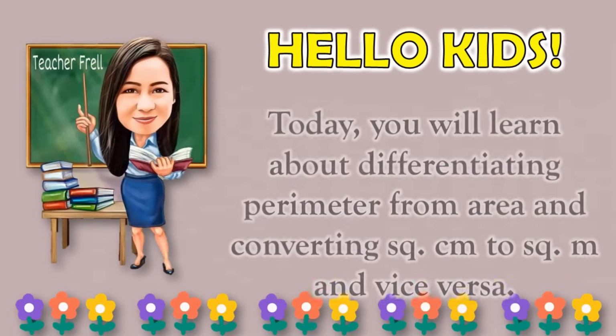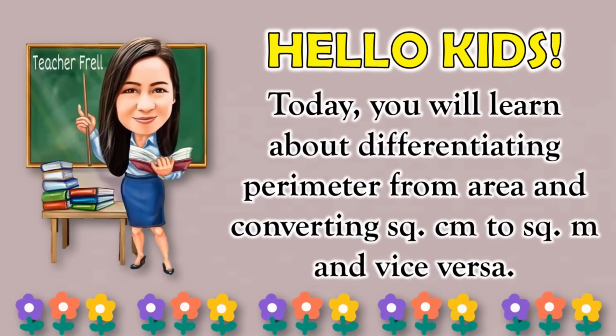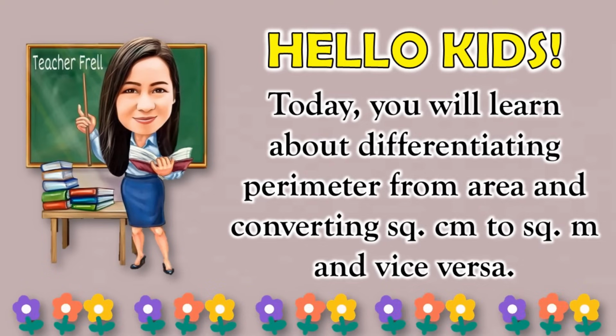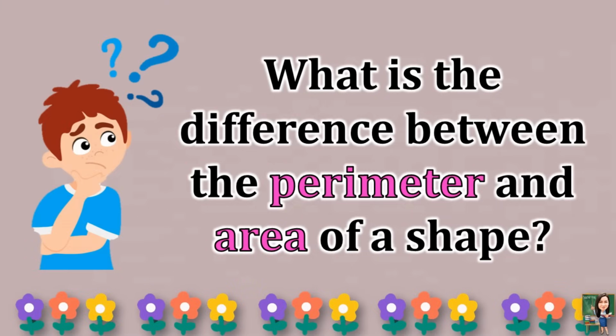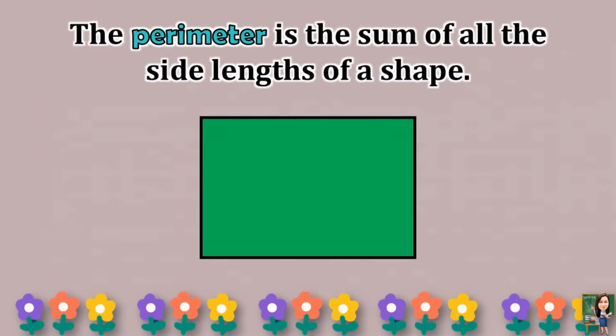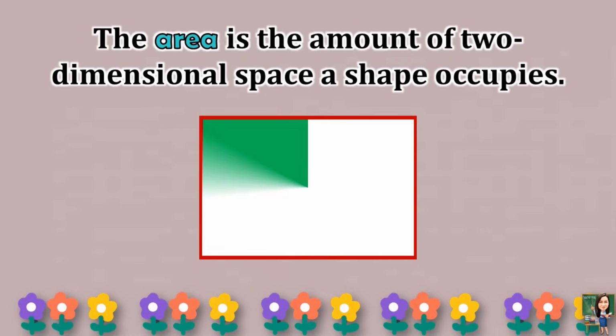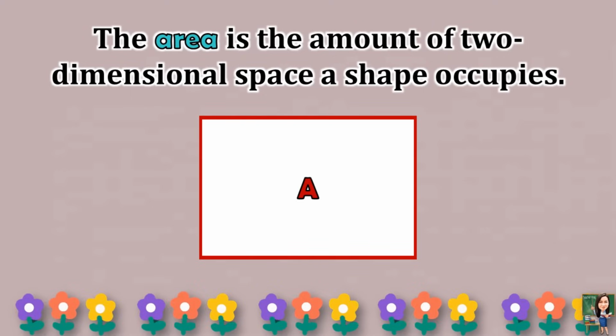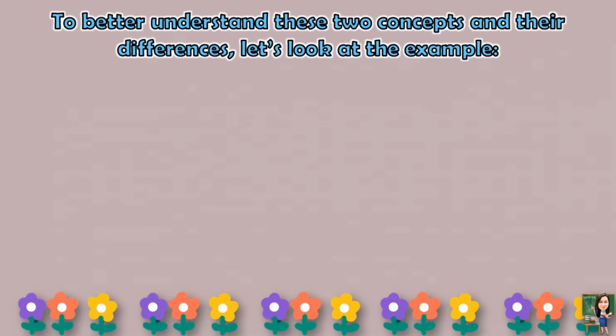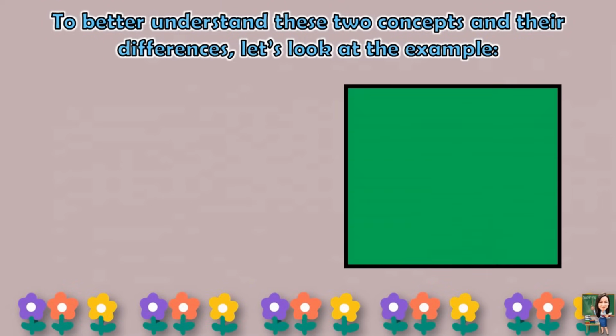Hello kids! Today, you will learn about differentiating perimeter from area and converting square centimeters to square meters and vice versa. What is the difference between the perimeter and area of a shape? The perimeter is the sum of all the side lengths of a shape, while the area is the amount of two-dimensional space a shape occupies. To better understand these two concepts and their differences, let's look at the example.